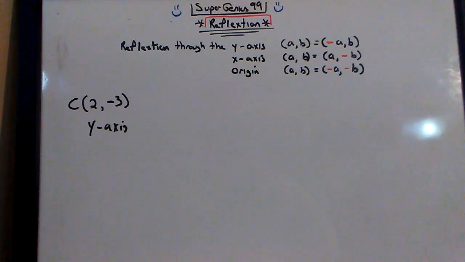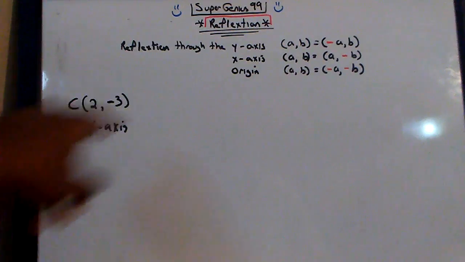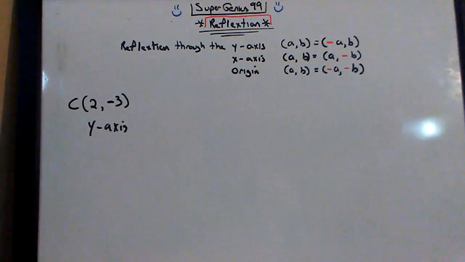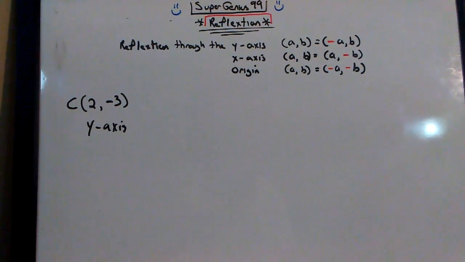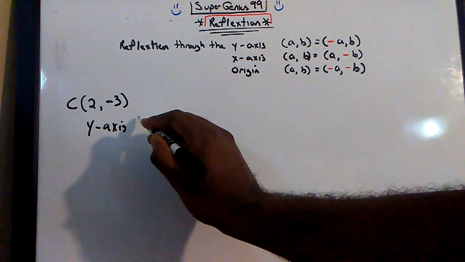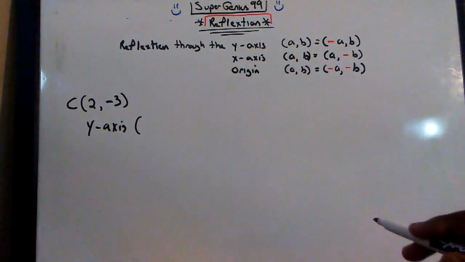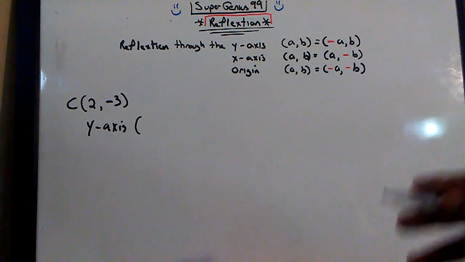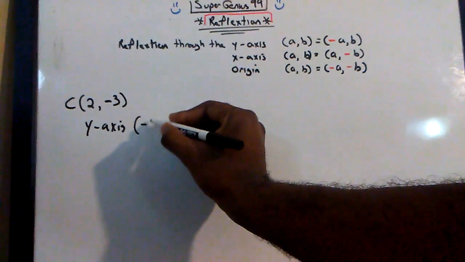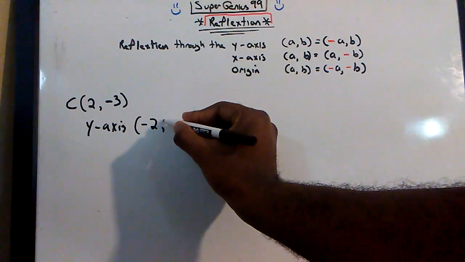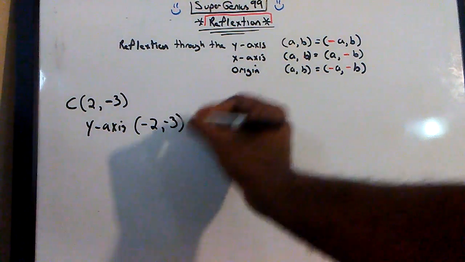Let's reflect it about the y-axis. So reflecting about the y-axis, what do we do up here? Change the sign of the x. So the x was positive, it'll now be negative. And the y value stays the same.